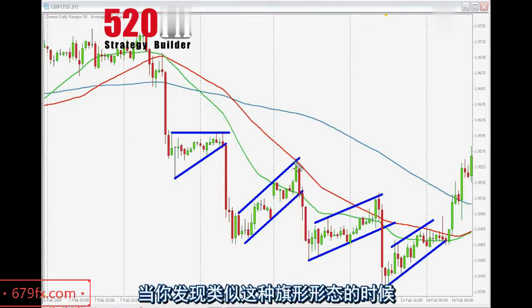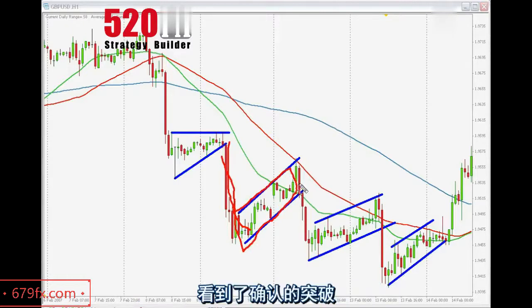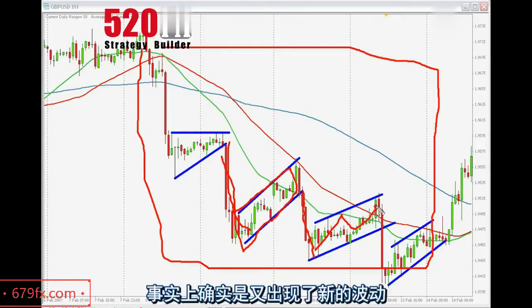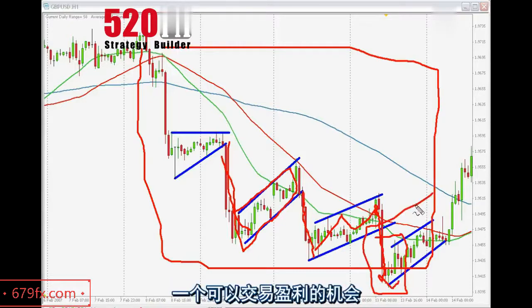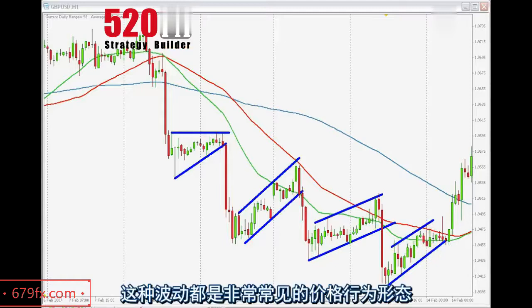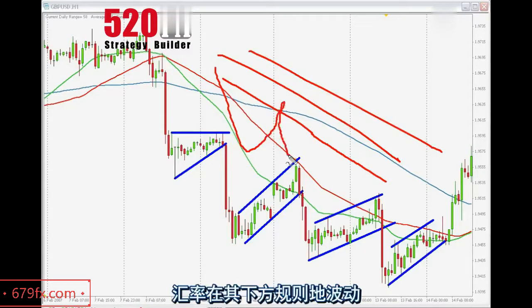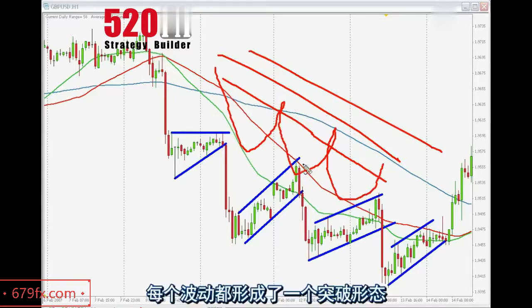As you can see, like I say, once you spot this flag, you see the breakout, you trade it, you gather some pips. Don't let this chart go, guys. It's still valid for a new swing down, and sure enough, it gave yet another entry, another swing down, another profitable trade later on. Like I say, it's a very common price action pattern. You see a trend, the moving averages, and then you see price swinging down nicely, each swing down forming a breakout pattern.